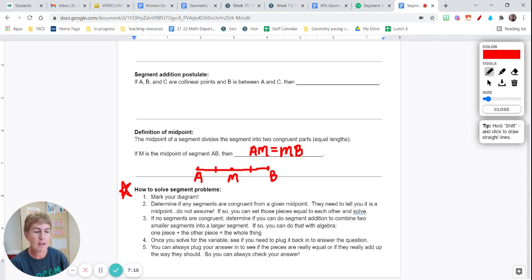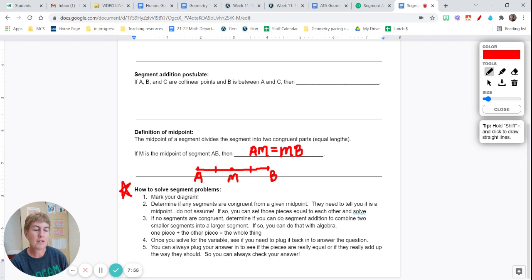Then determine if any segments are congruent. If they said midpoint, you know they are. If they flat out said AB is congruent to CD, go ahead and mark it, use it. If you see that, you can set those pieces equal to each other and solve. If not, then it must be more the segment addition thing where you say, oh, this little piece plus this little piece equals this whole big thing. And then you would set that up and solve. So it's going to be one or the other. Either you have equal pieces or you don't, but you can add them up to make an equation.